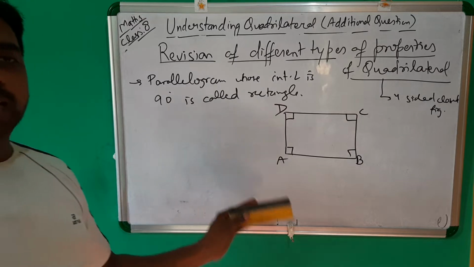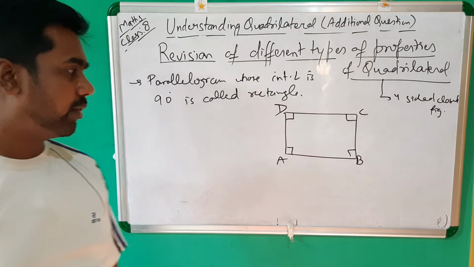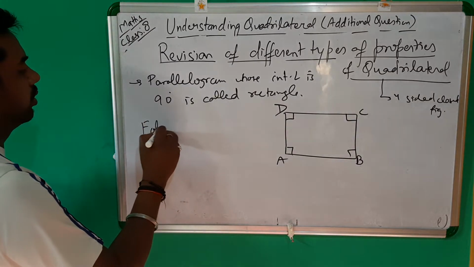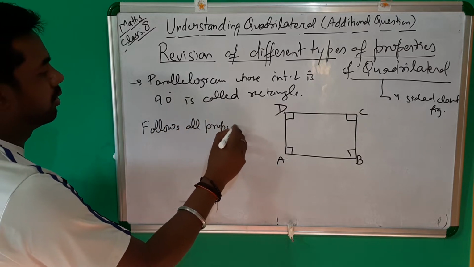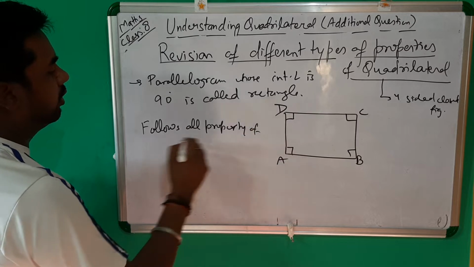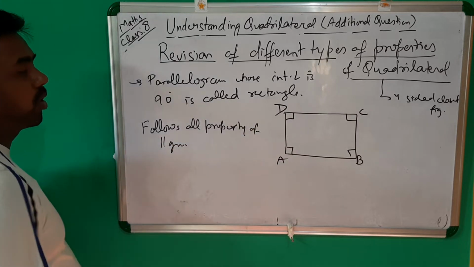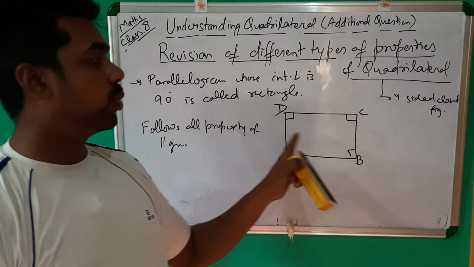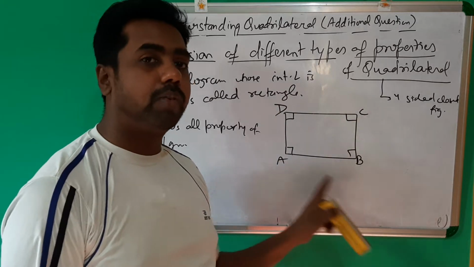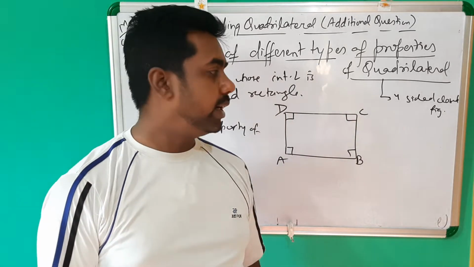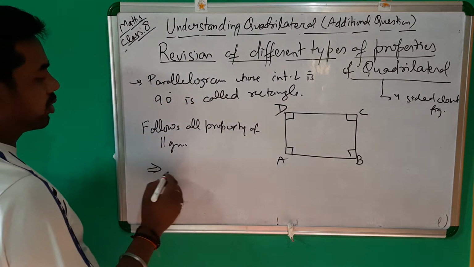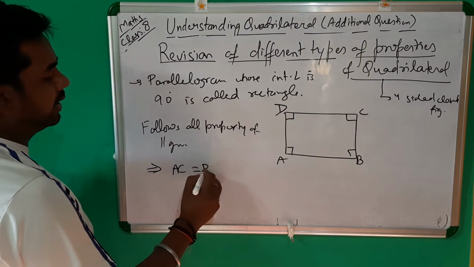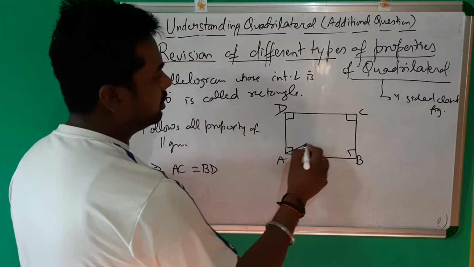Then this is called a rectangle, and a rectangle follows all properties of a parallelogram. All properties means opposite sides will be equal, opposite angles will be equal, the sum of adjacent angles is 180 degrees, and diagonals bisect each other. Along with that, one special property of a rectangle is AC equals BD.